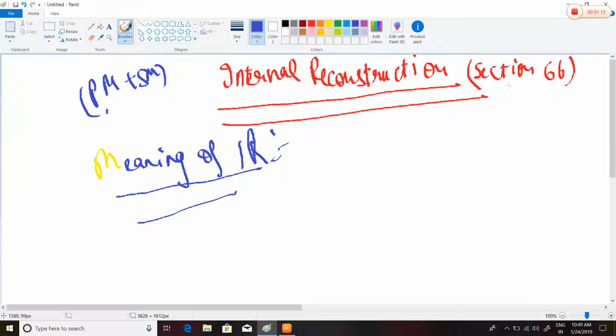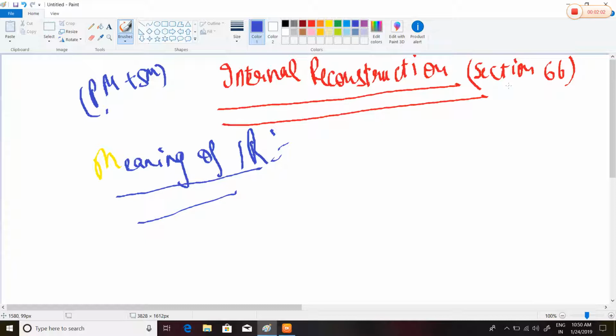Firstly, internal reconstruction is the procedure in which a company can write off its debit balance in the PL account out of the contributions made by the shareholders, financiers, or any creditors. The companies have been incurring losses for the past few years, so they have to do internal reconstruction in order to write off their losses.